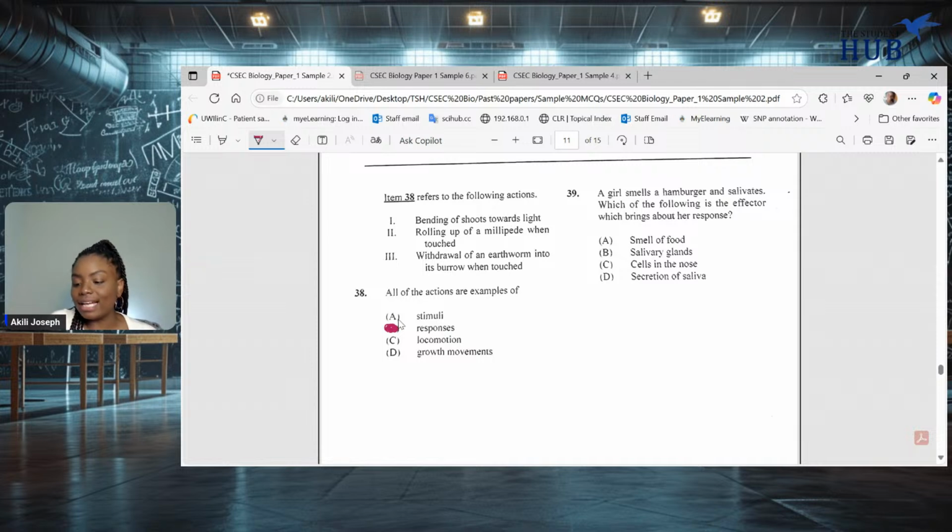39, a girl smells a hamburger and salivates. Which of the following is the effector which brings about her response? Is the smell of the food the effector? Is the salivary glands the effector? Is the cells in the nose the effector? Or is the secretion of saliva going to be the effector?